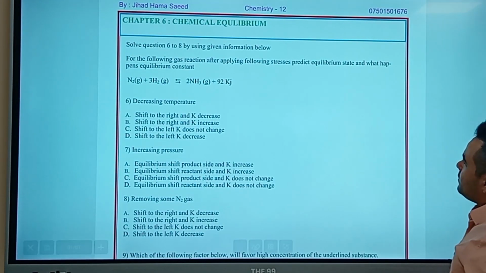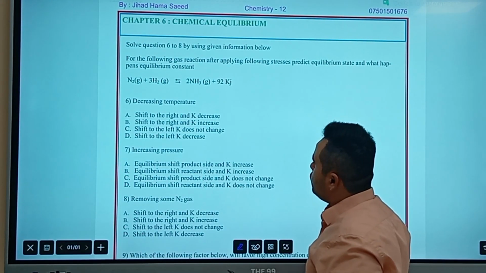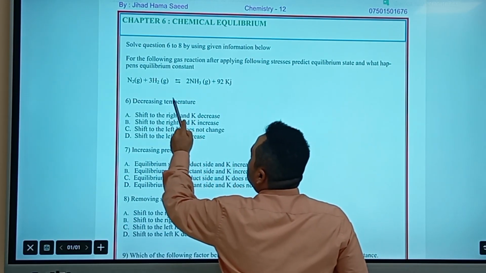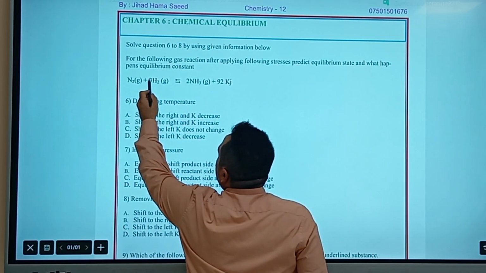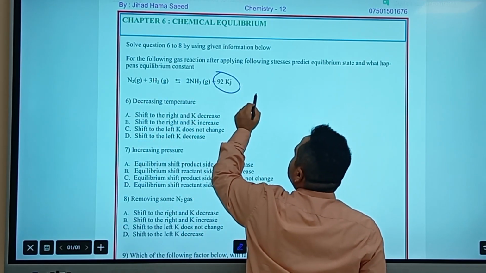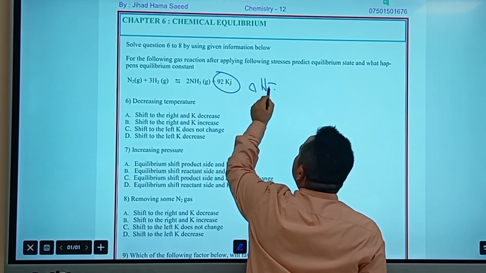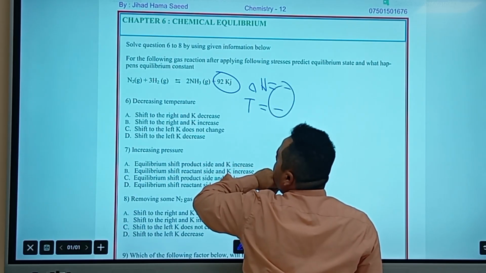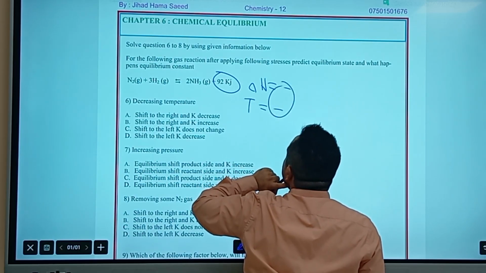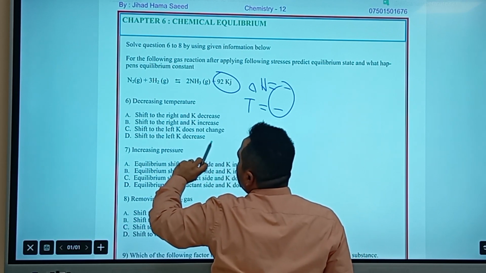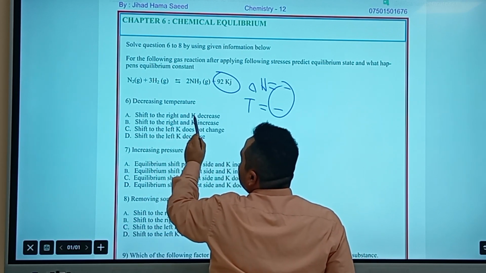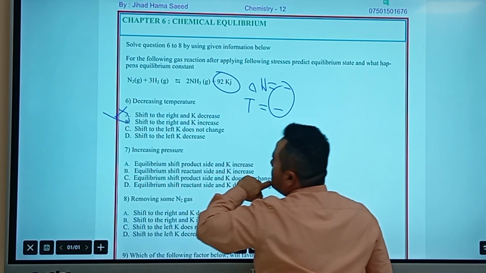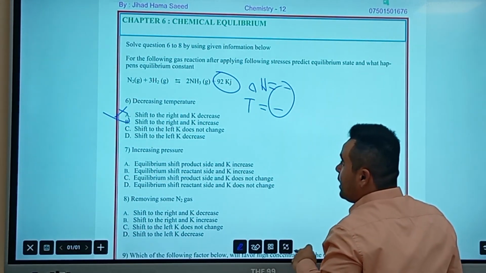Questions 6 to 8, let us solve according to this equation. Decrease in temperature, so let us take the sign of the temperature. Delta H is negative, decrease in temperature is negative, negative, forward is favored, and the value of K increases. Shift to the right and decrease K? No. Shift to the right and K increases? Yes. B is the correct answer.